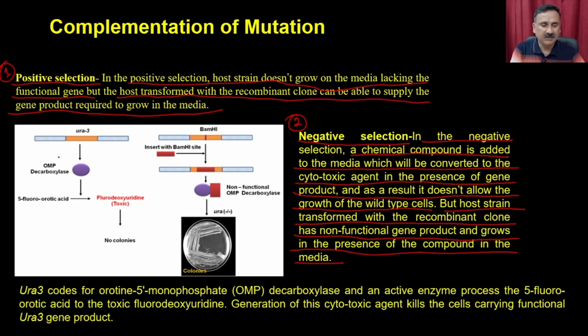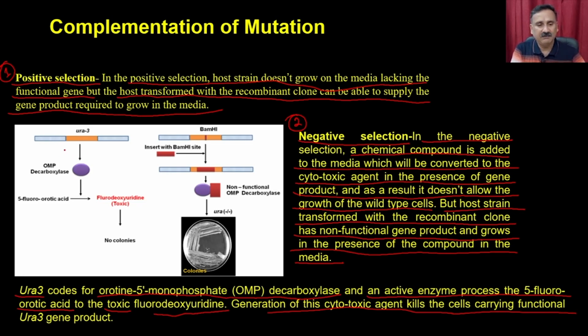For example, in this particular case, we have taken the example of URA3. URA3 is a gene which codes for orotidine 5' monophosphate, or OMP decarboxylase, and the active enzyme processes this compound, 5-fluoroorotic acid, to a toxic compound called fluorodeoxyuridine, and generation of this toxic compound kills the cells carrying the functional URA3 gene.